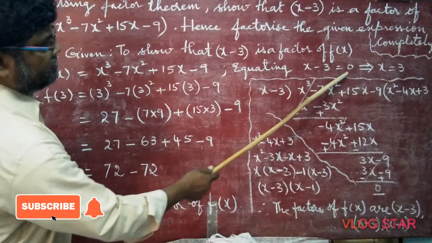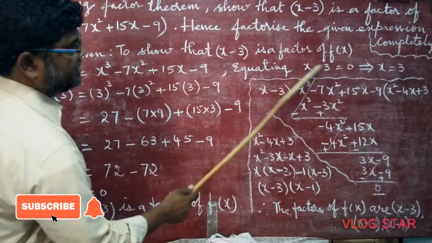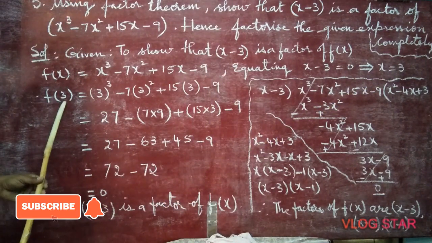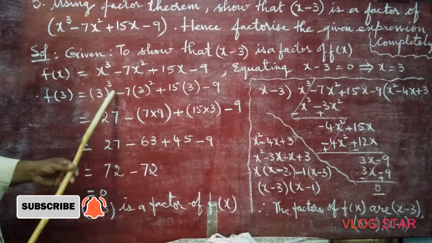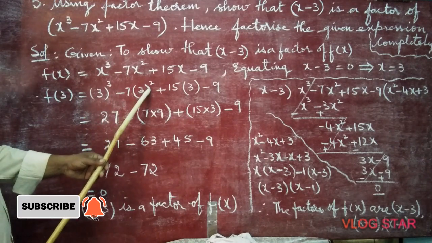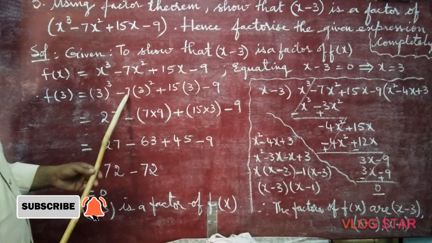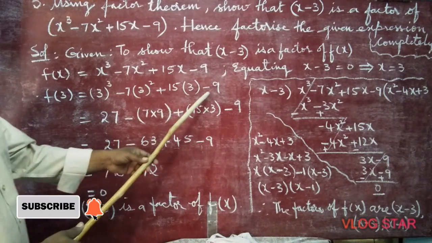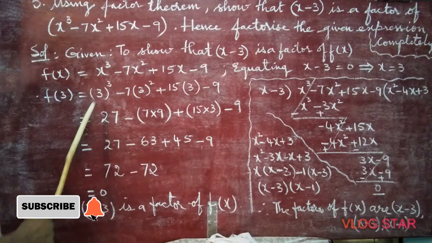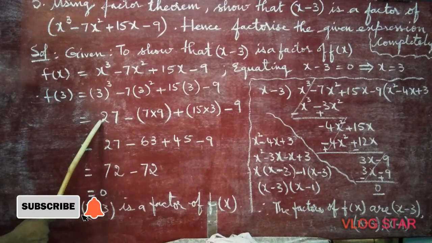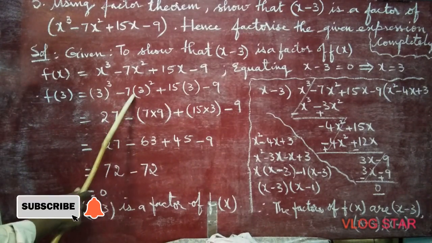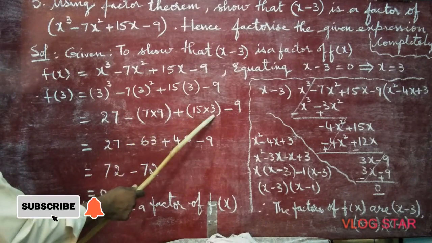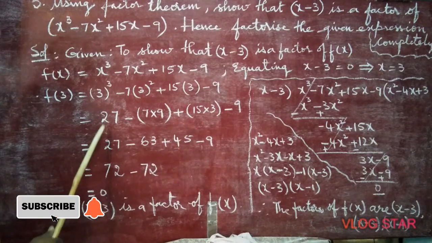Equating x minus 3 is equal to 0, x is equal to plus 3, since minus 3 goes to that side. So f of 3 is 3 cube minus 7 into 3 square plus 15 into 3 minus 9. 3 cube means 27, minus 7 into 3 square means 9, plus 15 into 3 minus 9.